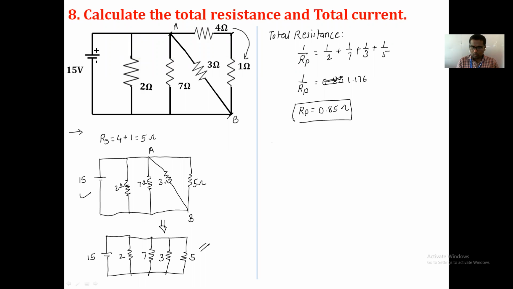Okay. Now we will apply Ohm's law. V is equal to I multiplied by Rp here. Is it right? So the total voltage is 15 is equal to I multiplied by total resistance 0.85. So that I is equal to 15 divided by 0.85. That I is equal to 17.64.